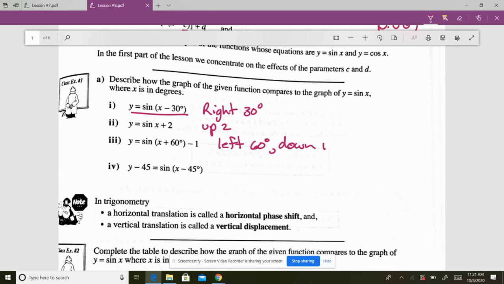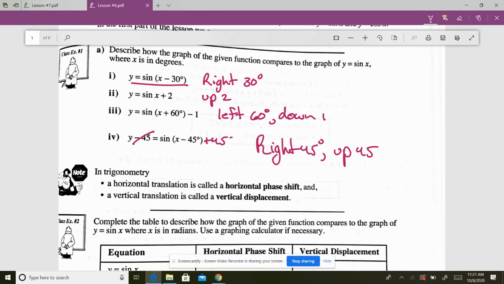Last one here. What's wrong with the way it's written? Move the 45 over, plus 45. And then what have we done? Right 45 degrees and up 45 units. So the graph is way up there.